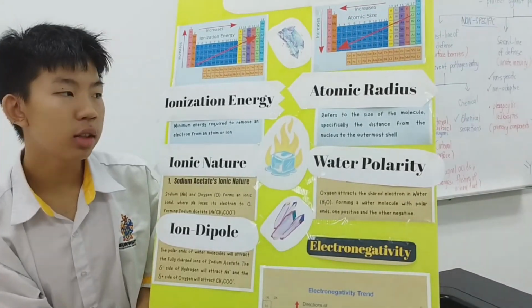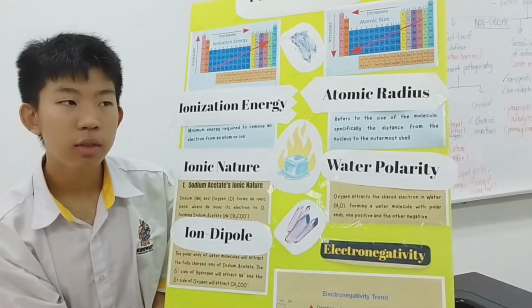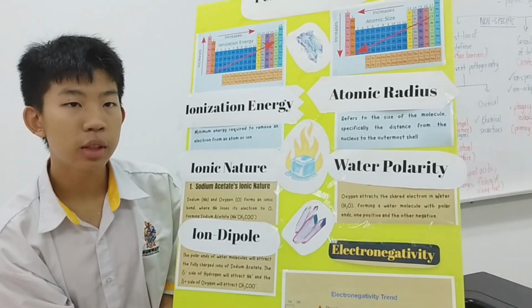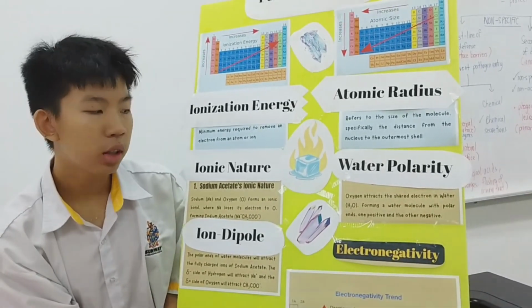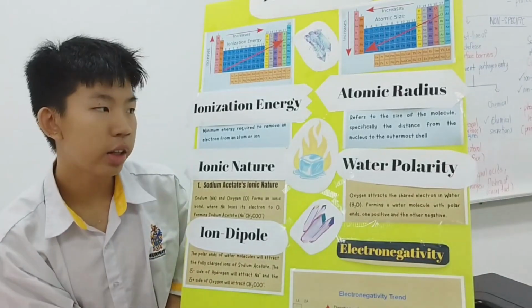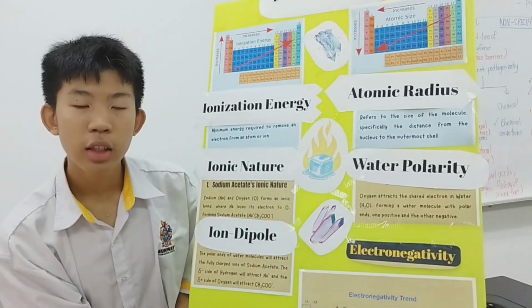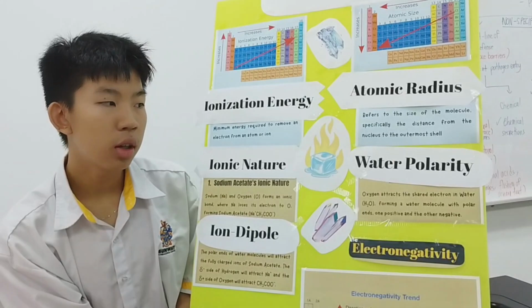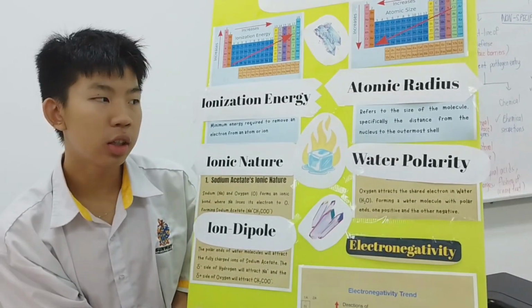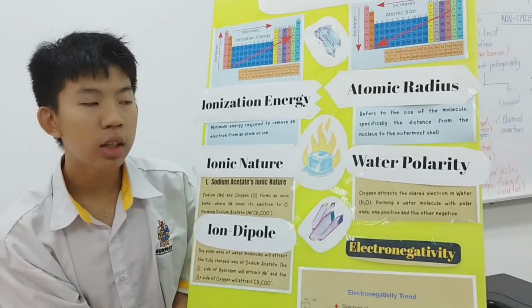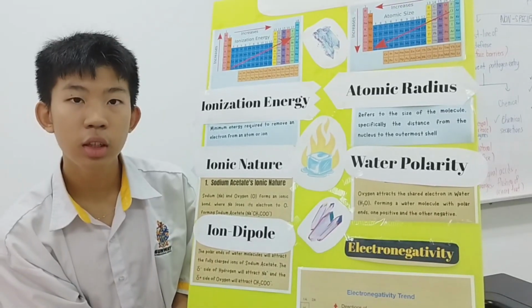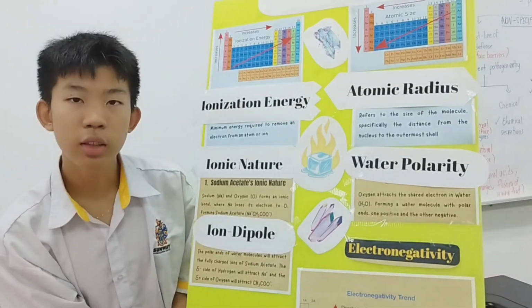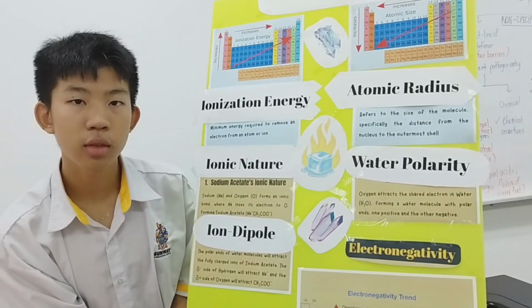Electronegativity also causes the water polarity that gives water the ability to dissolve sodium acetate as an ion. In the formula H2O, oxygen attracts the shared electrons in the water, forming a water molecule with polar ends, one positive and one negative.